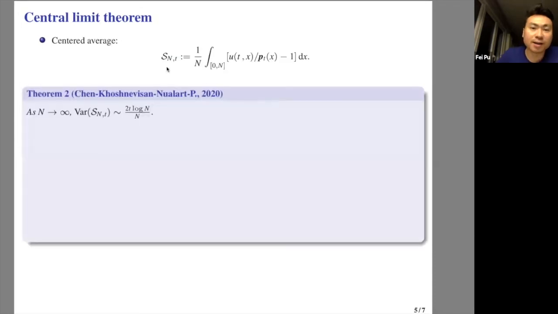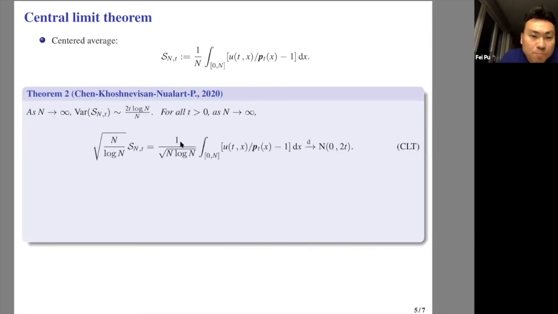In fact, we can have a precise estimate on the second moment of S_{N,t}. We prove that as n goes to infinity, the variance of S_{N,t}, that is to say, the second moment of S_{N,t}, behaves as 2t times log n over n. So you see, here we have the precise limit for the variance of S_{N,t} as n goes to infinity.